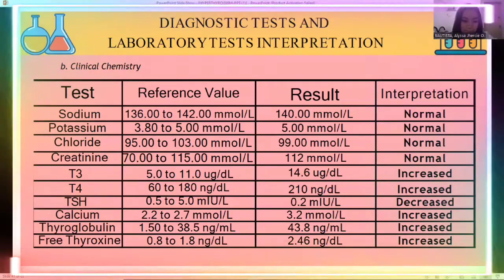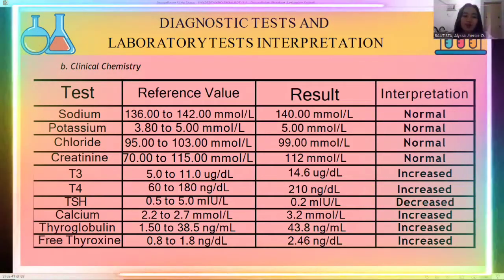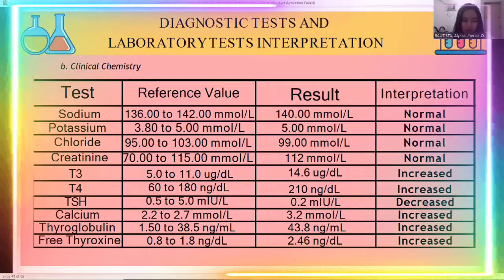Next slide, please. For the clinical chemistry, sodium 140.00 normal, potassium 5.00 normal, chloride 99.00 normal, creatinine 112 normal, T3 or triiodothyronine 14.6 increase, T4 or thyroxine 210 increase, TSH or thyroid stimulating hormone 0.2 decrease, calcium 3.2 increase, thyroglobulin 43.8 increase, free thyroxine 2.46 increase.